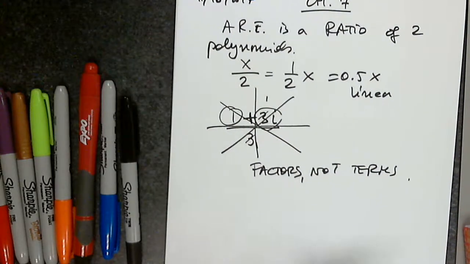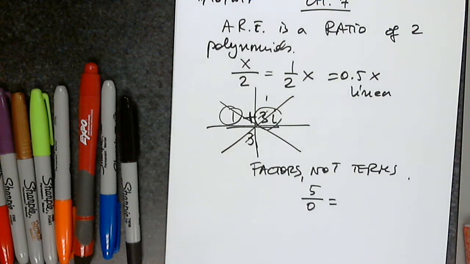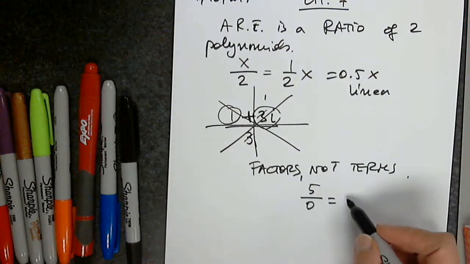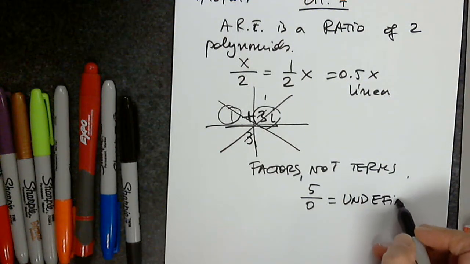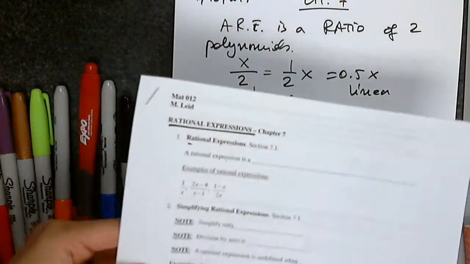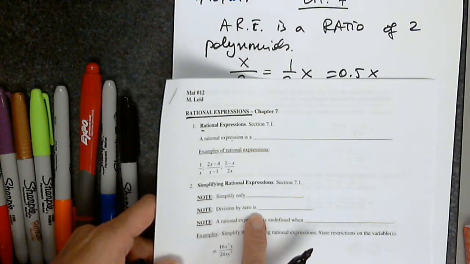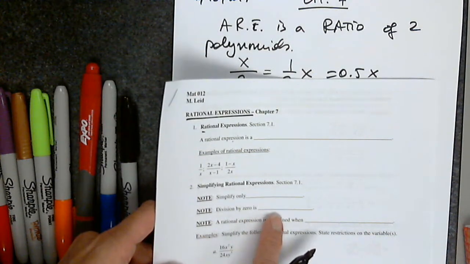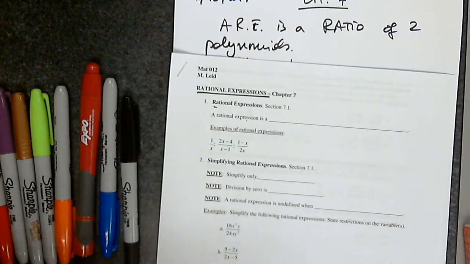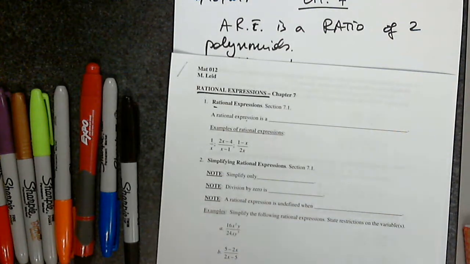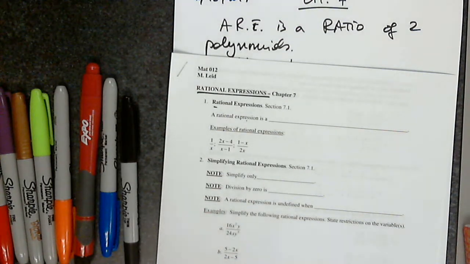Okay, what do we say about 5 divided by 0? We use a fancy word for this. We know it does not exist, but we'd like to use a fancy word called, very good, undefined. This is true for rational expressions. Division by 0 is undefined. Last note: a rational expression is undefined when its denominator is 0. Exactly. A rational expression is undefined when its denominator is 0. Perfect. That's all I needed for now.